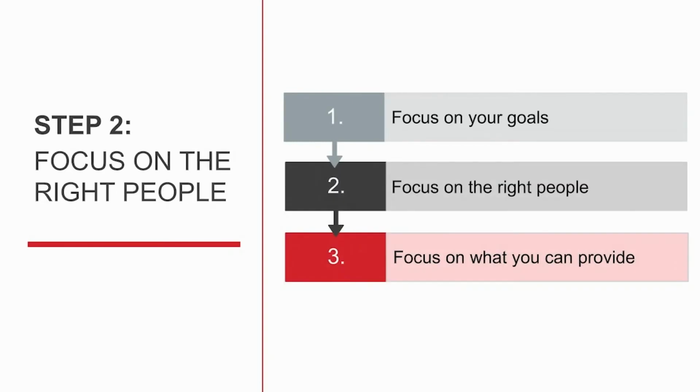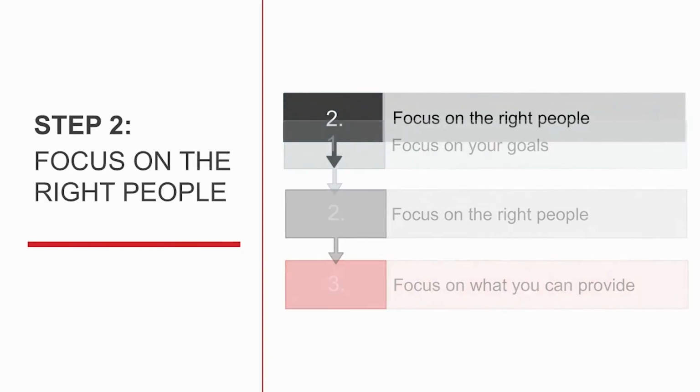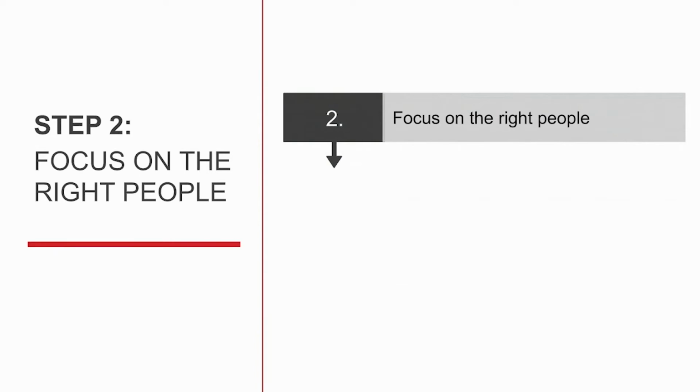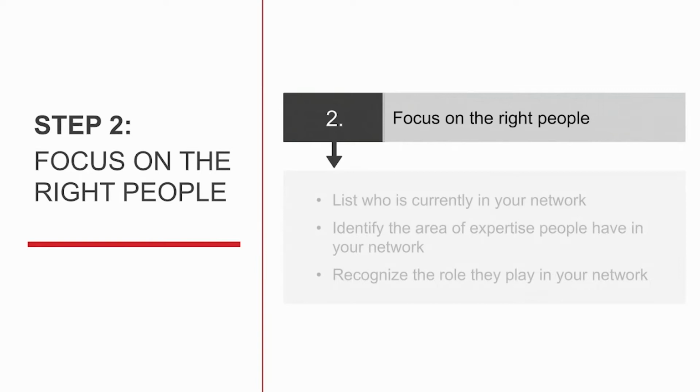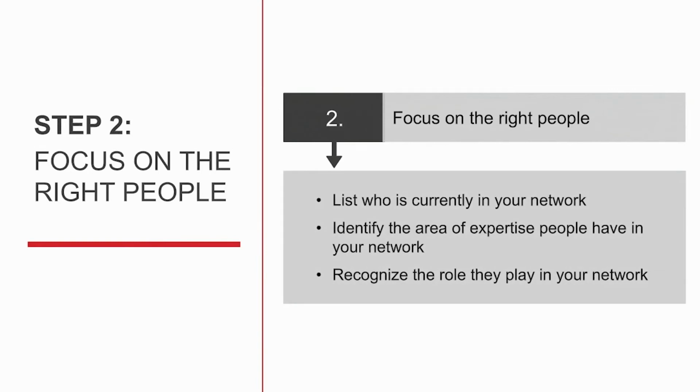The second step to successful networking is to focus on the right people. In order to build your network, you first want to know who is currently in it and what skills, strengths, and abilities each person offers. Think through the following. List who is currently in your network, identify the area of expertise people have in your network, and recognize the role they play in your network.